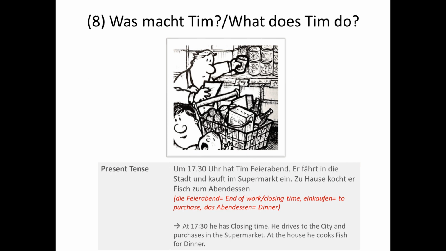Then he goes to the supermarket and purchases the items. Einkaufen is the verb. Einkaufen means to purchase. Again, here you can see the conjugation: fährt and kauft, the present tense. Zu Hause kocht er Fisch zum Abendessen. Zu Hause means at home. Kocht: he cooks fish zum Abendessen, fish for dinner. He cooks fish at home for his dinner.